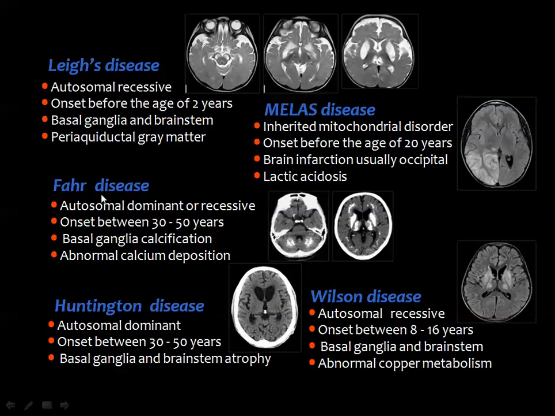Fahr disease is autosomal dominant or recessive. The onset is between the age of 30 to 50 years, and the main imaging finding is the presence of bilateral symmetrical basal ganglia calcification with calcium deposition in the white matter as well.